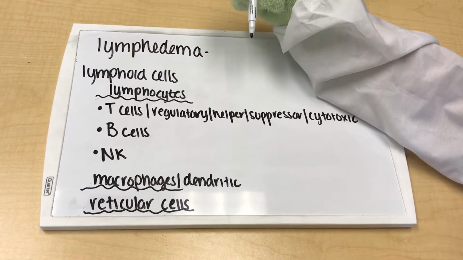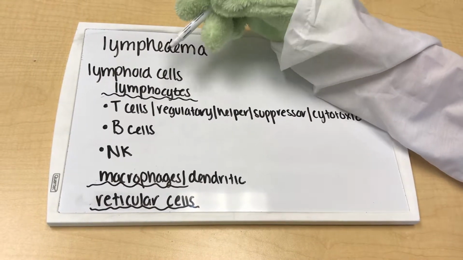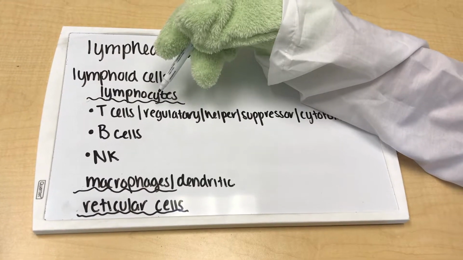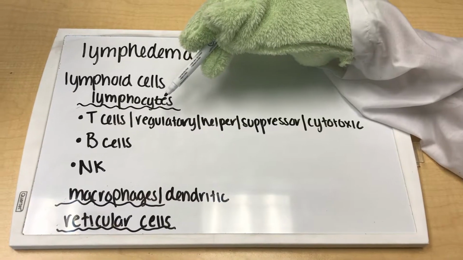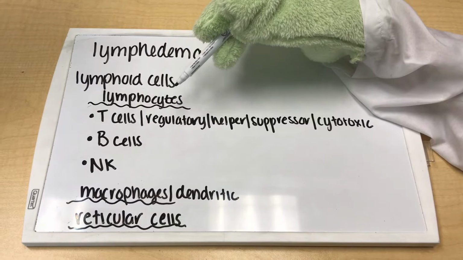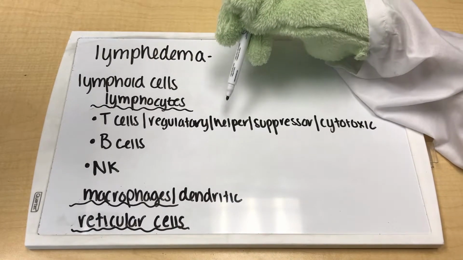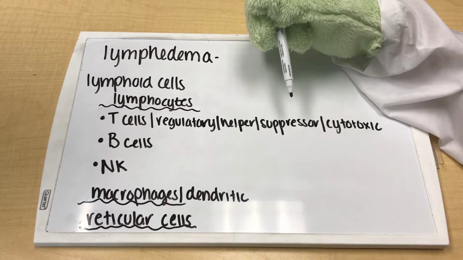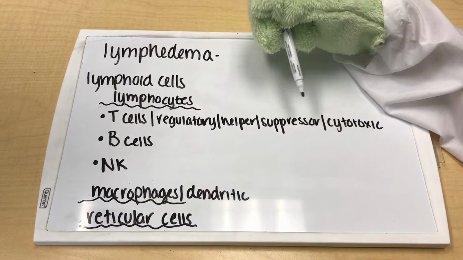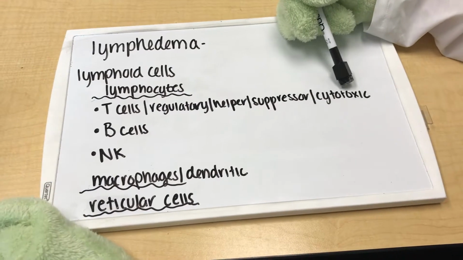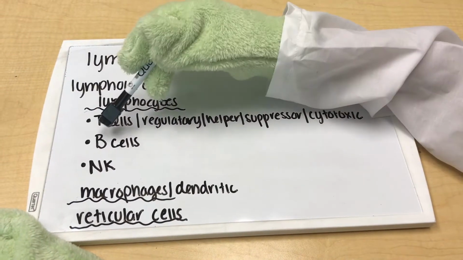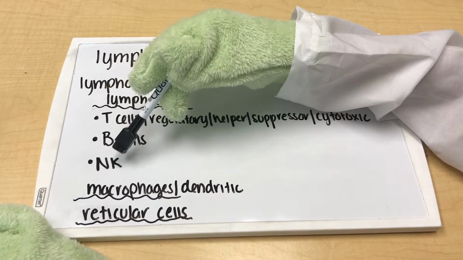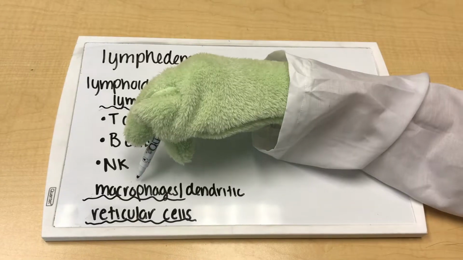There are 3 different types of lymphoid cells. The first is lymphocytes. They are produced in the red bone marrow. Regulatory T cells control the immune system responses. Helper T cells help the immune system. Suppressor T cells slow down or stop immune response. Cytotoxic T cells kill. B cells produce antibodies, while NK cells act as the immune surveillance.